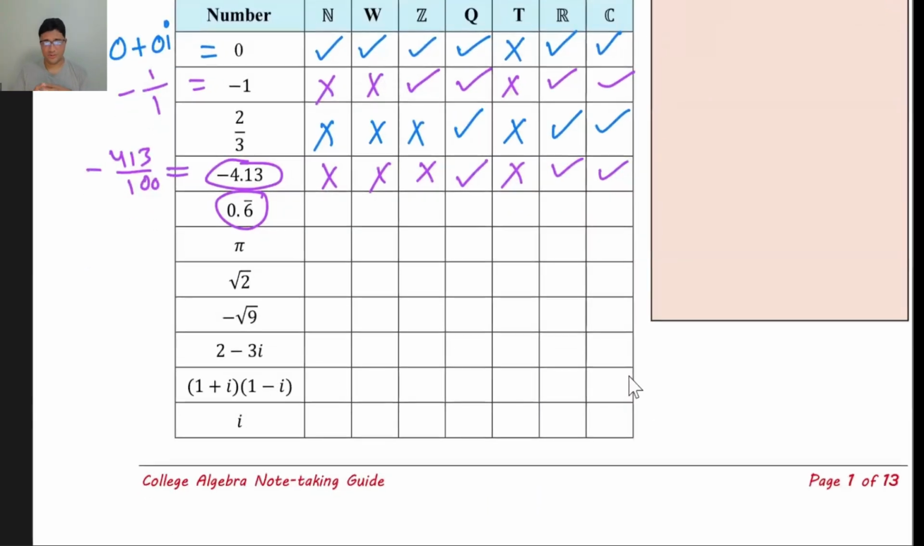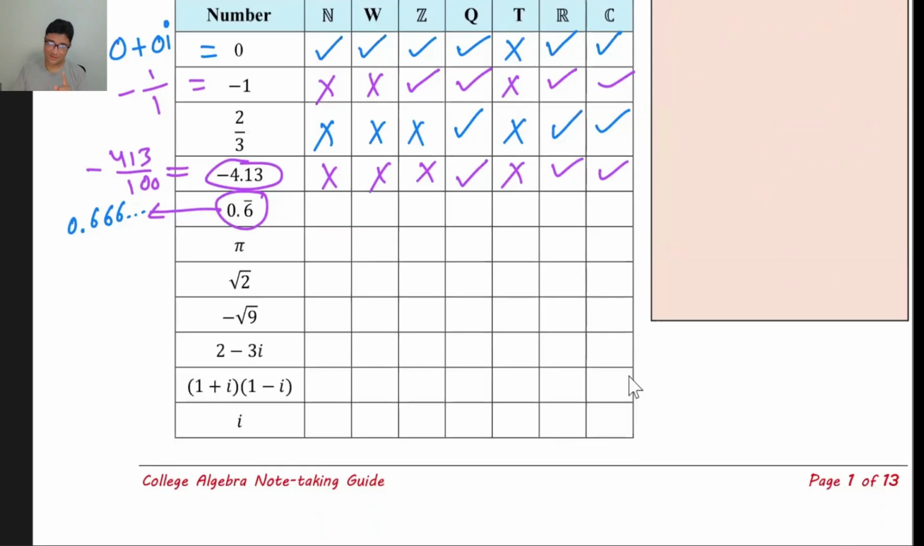Then what about the next number, 0.6 bar? This bar notation, again, you might know it already. If you didn't, here's your opportunity. That is the notation for recurring decimal. So 0.6 bar means 0.66666 forever. And it turns out that is also a rational number.